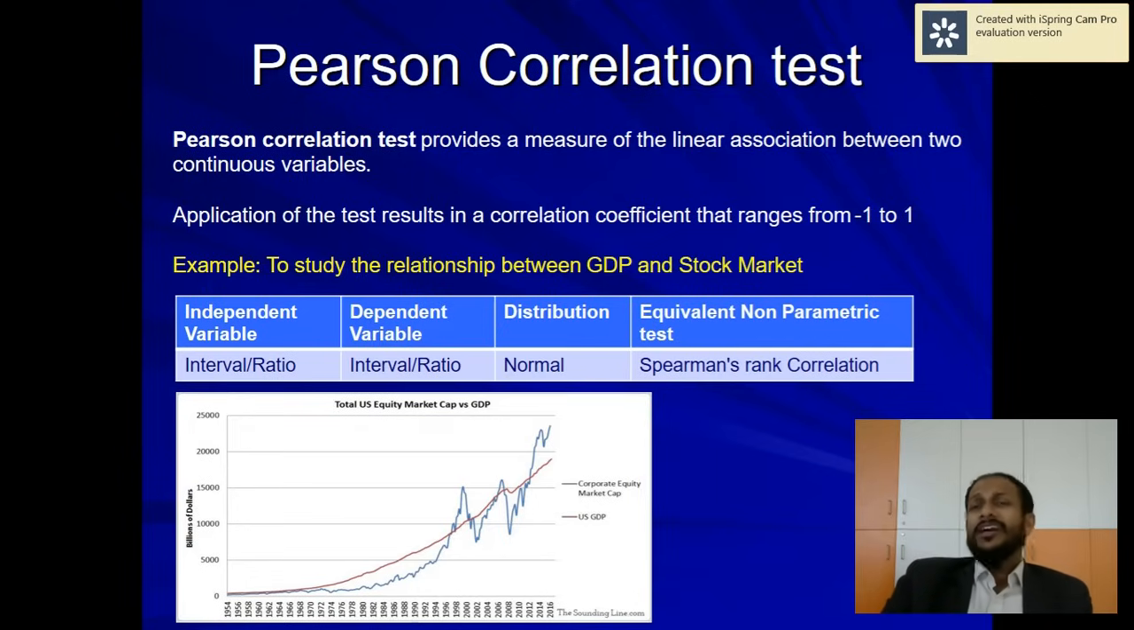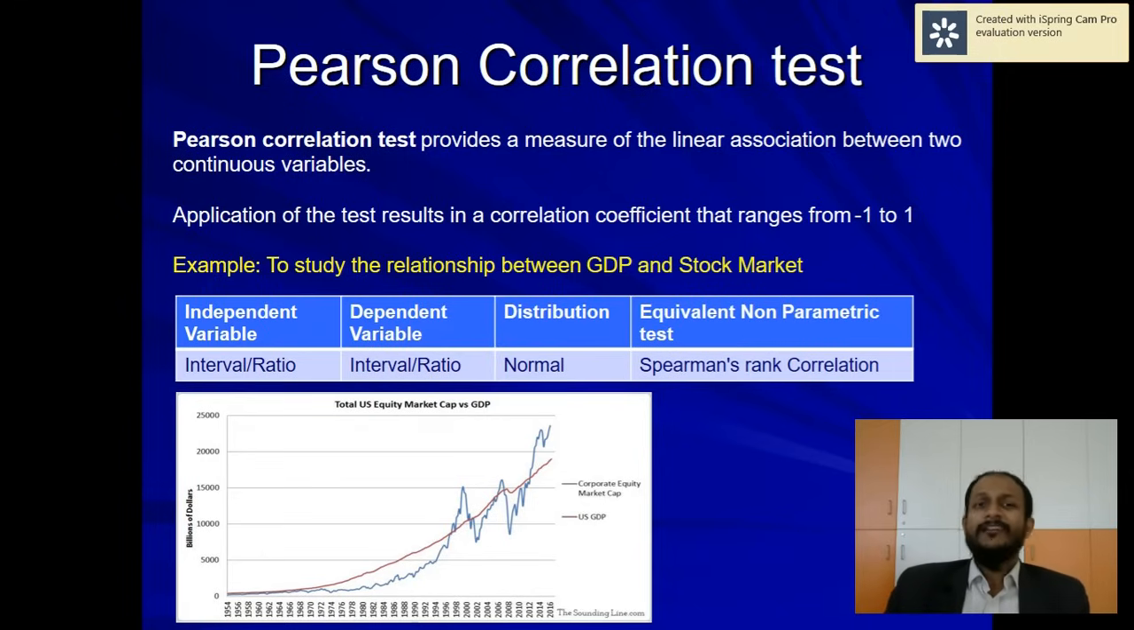Now what is the Pearson correlation technique? It measures the linearity between two continuous variables. Say, for example, if I have two continuous variables like height and weight, I can use the Pearson correlation test because both the variables are in continuous form. That means they are in ratio form. So I can use this Pearson correlation test.